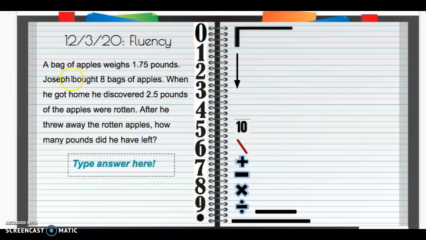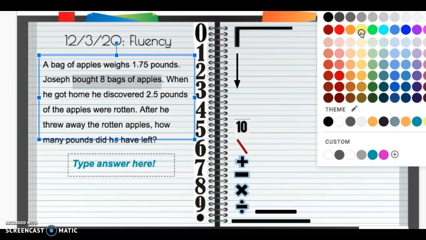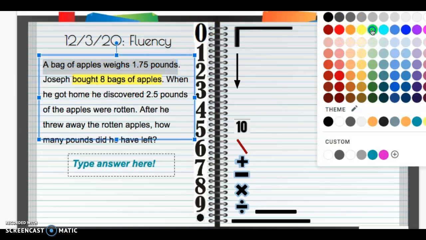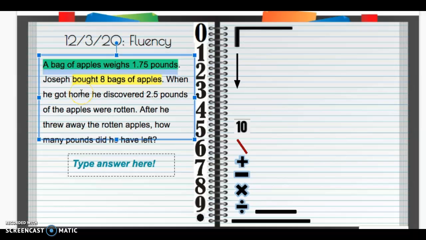So it says that he bought 8 bags of apples. Okay, if Joseph bought 8 bags of apples and a bag weighs 1.75, we're trying to figure out how many pounds he has left after he threw some away. So we first have to determine how many pounds he bought in total at the store. So we have to do 1.75 times 8.